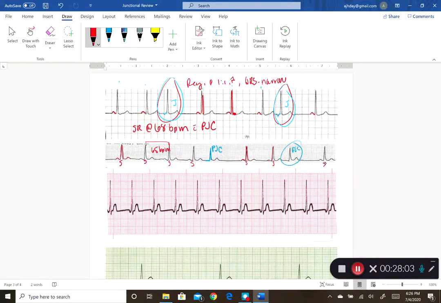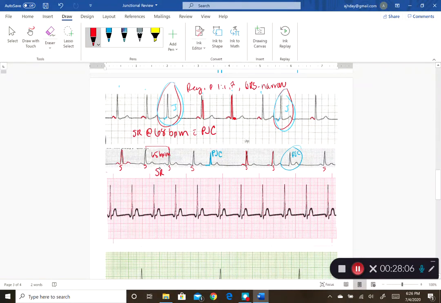So my underlying rhythm is going to be a sinus rhythm at 65 beats per minute with PJCs. And also note I don't have any ST segment deviation. If I drew my isoelectric line, my QRS ends right on that isoelectric line and then goes up into my T wave, meaning there's no ST elevation there.